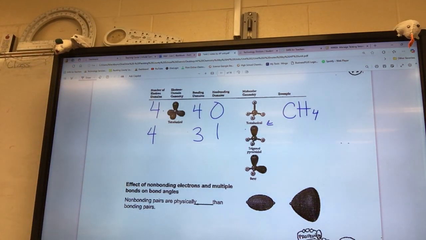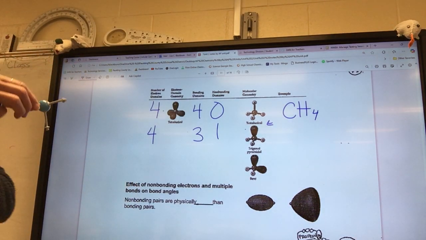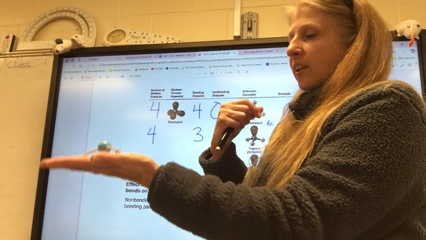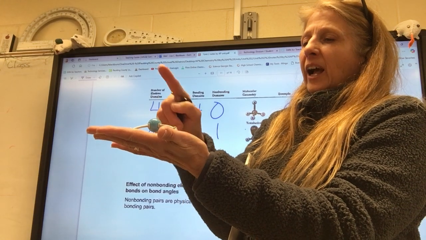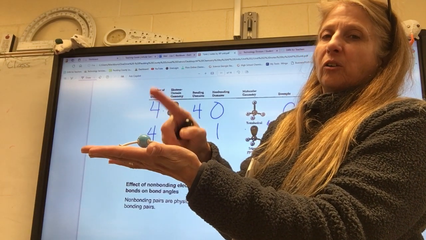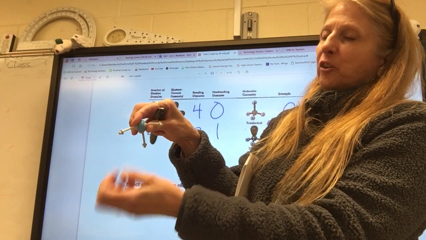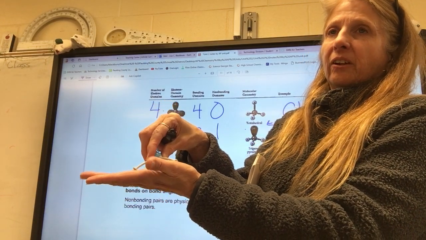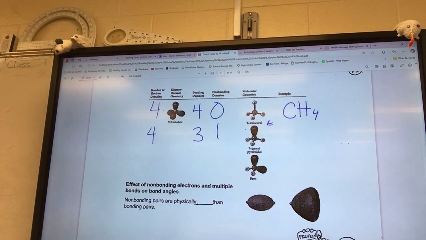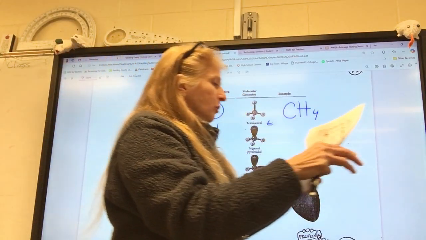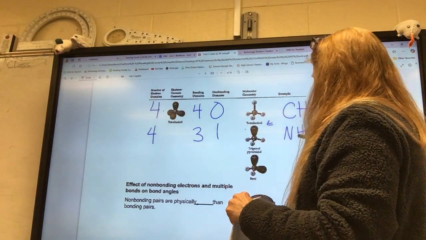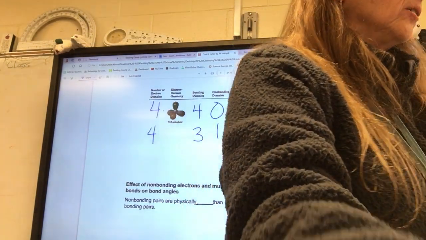Let me show it to the internet. Okay, so this is what it looks like. It's like this little thing that can stand, a little pyramid, but you don't see a big blob of unshared pair right here on top. And that's what's pushing these bonds down and closer together. Did everybody get it? Excuse me, I need some more water. I've talked too much today. So our example here is NH3, and that's our trigonal pyramidal.